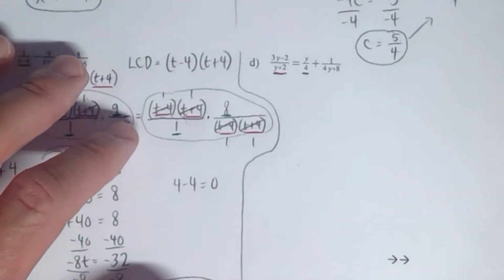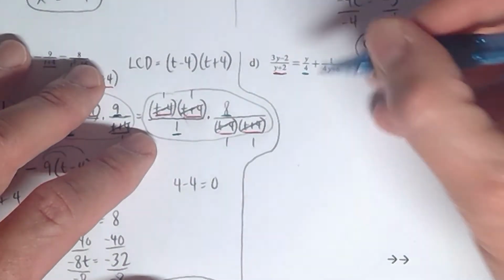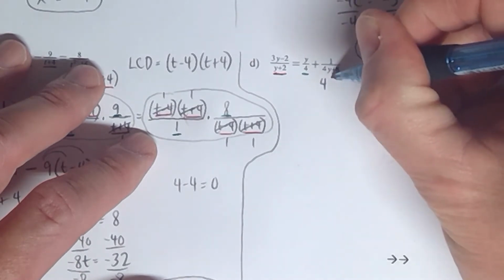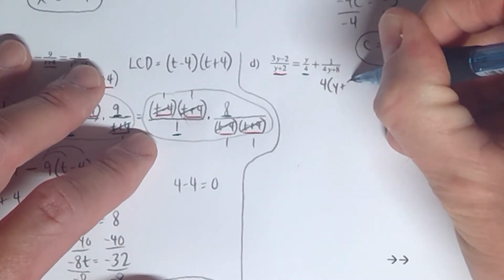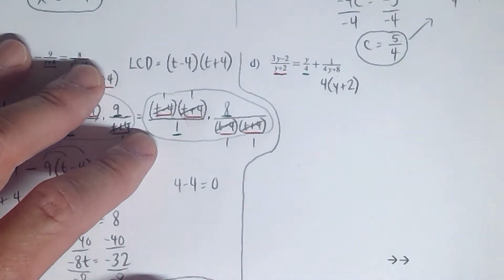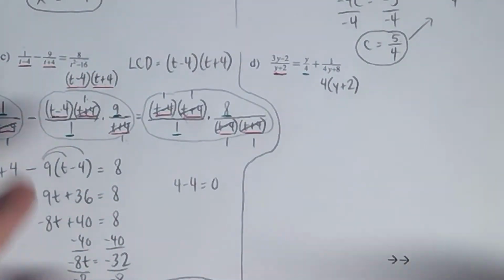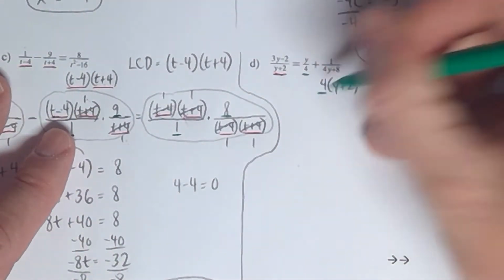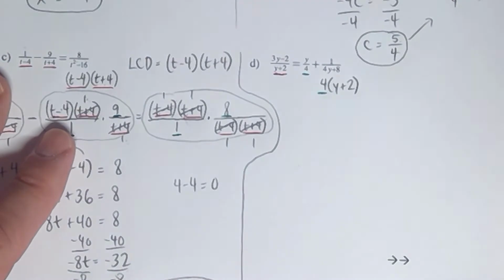Okay, that's just a single factor, that's it. But this one has a GCF. We get 4 bracket y plus 2. And as we just mentioned a moment ago, y plus 2 is prime, so that's as far as that factoring goes.